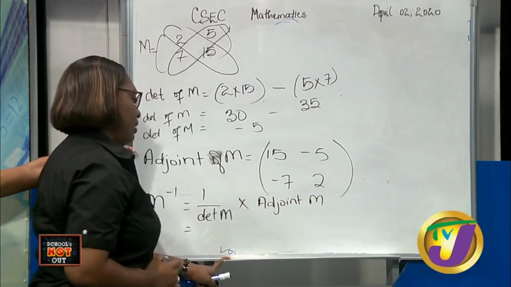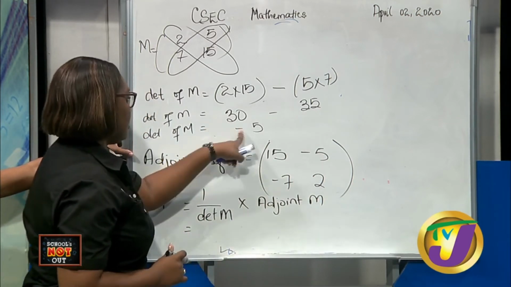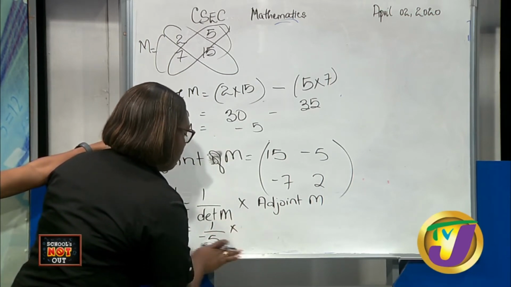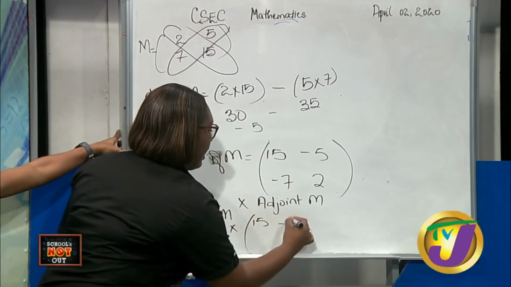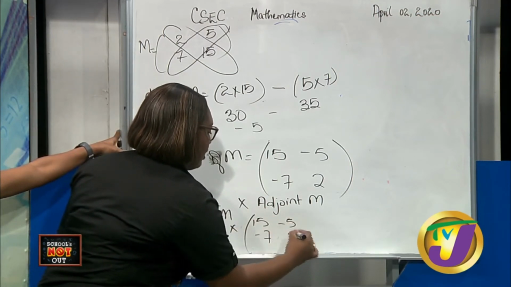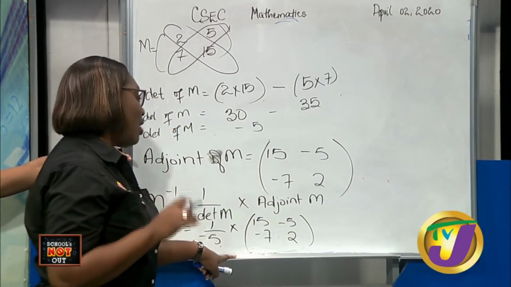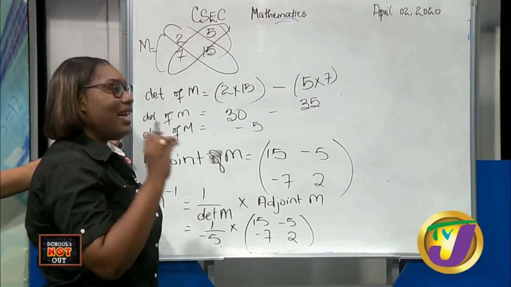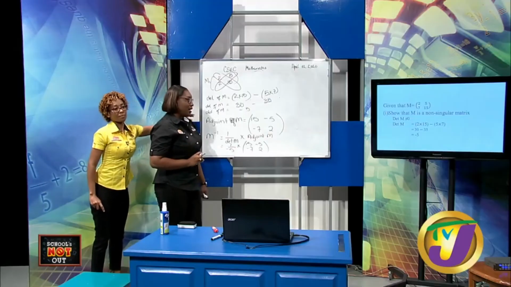So this is simply going to be the determinant that we found in part 1, which is negative 5. So it is 1 divided by negative 5 multiplied by my adjoint matrix: 15, negative 5, negative 7, 2. Now remember when we started off, we stated that when multiplying a matrix by a scalar, every single element in this matrix must be multiplied by my scalar.